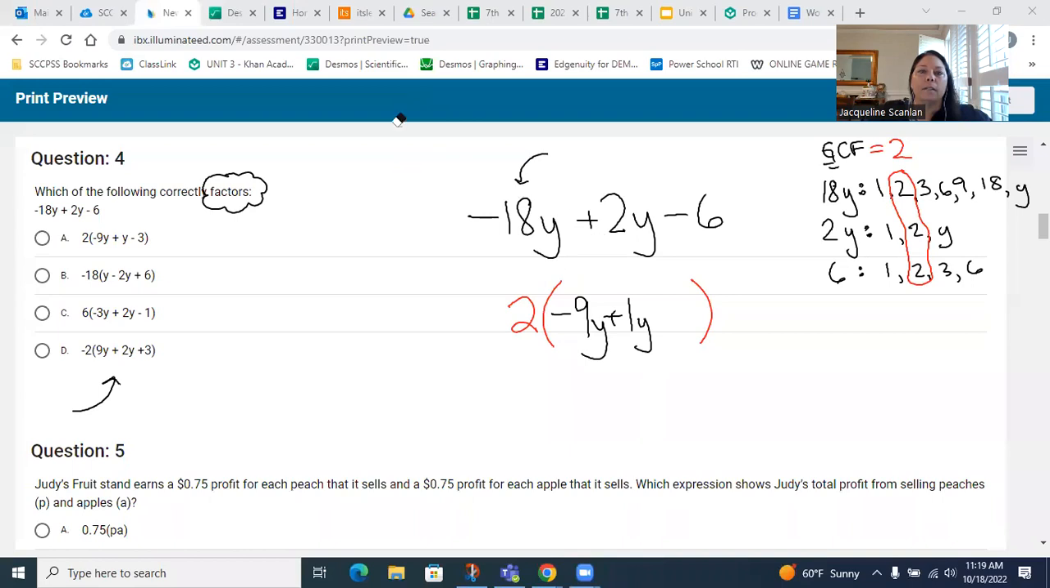And then finally, I'm going to look at this 2 and this -6. And I'm going to say to myself, 2 times what gives me -6? And that's -3. And I'm going to use it as a minus sign.